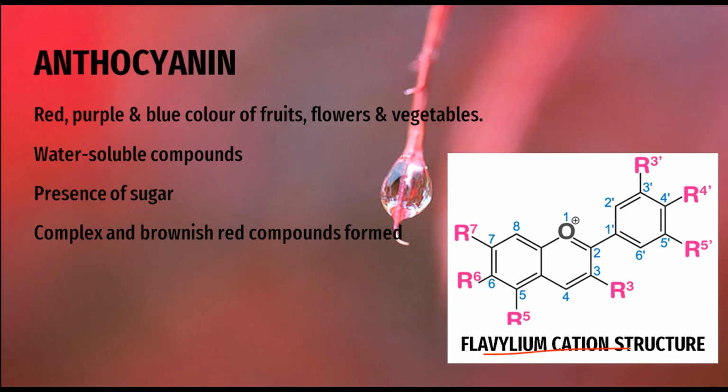Polyphenols containing hydroxyl groups in positions 3, 5 and 7. As you can see here, in 3, 5 and 7. No anthocyanin contains more than 3 sugars. Remember this, that no anthocyanin will contain more than 3 sugars.